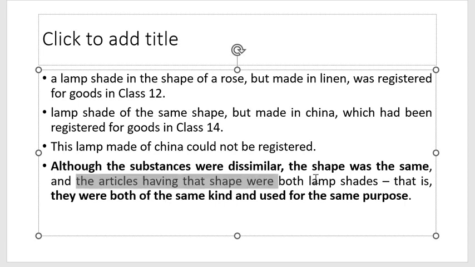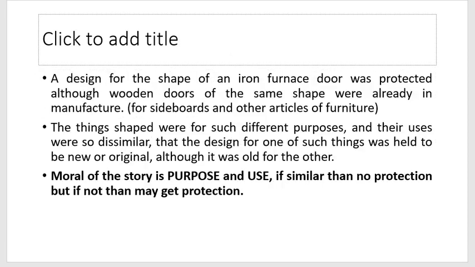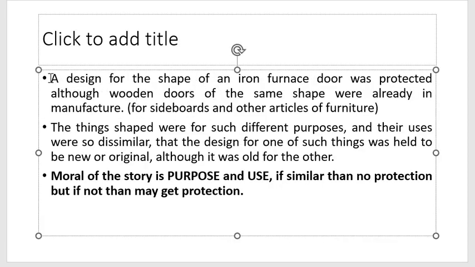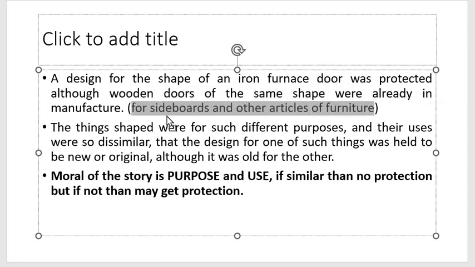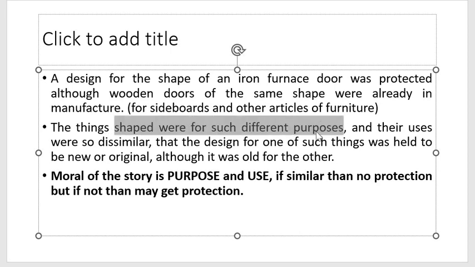The articles having that shape were both lamp shades. So technically you cannot differentiate them. They are almost the same. Only if differentiation is there can you say it is novel or original. So for example, a design for the shape of an iron furnace door is protected. Although wooden doors of the same shape were already used for sideboards and other articles of manufacture, the things shaped were for different purposes, and the use is dissimilar. So the design was new and original, although it was old for the other.